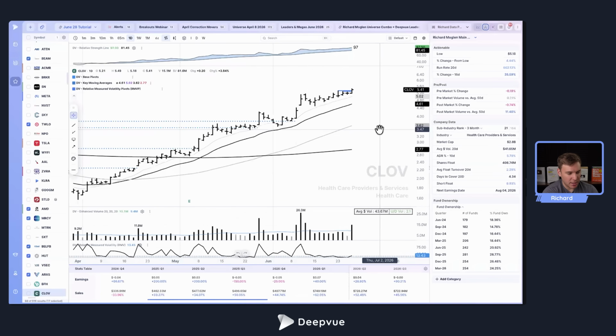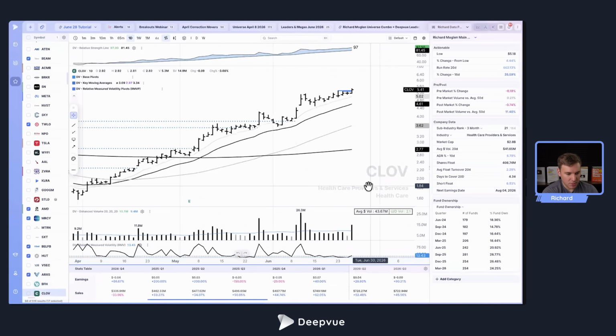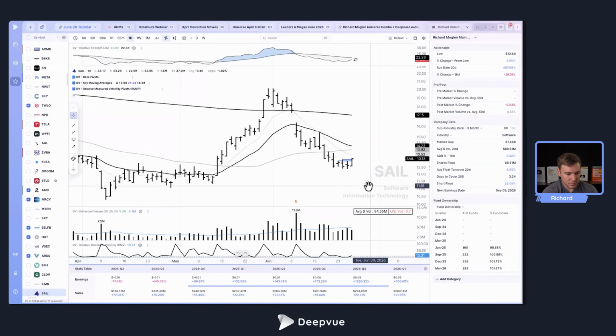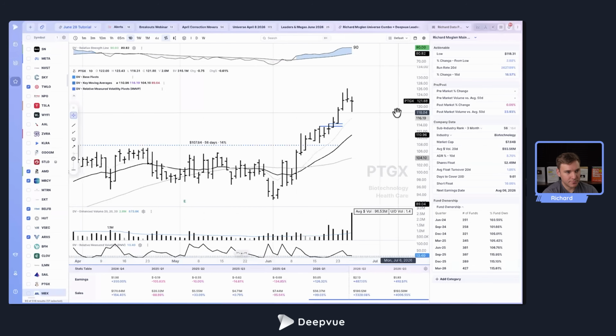I like the pattern. It probably is one that you want to use lower. Let's see, how liquid is this? This is a $50 million volume, not too bad, but it's a fast mover. So yeah, probably lower position size, but worth looking at. Sale, we've got software turning the corner, but I think there's better software names to look at.